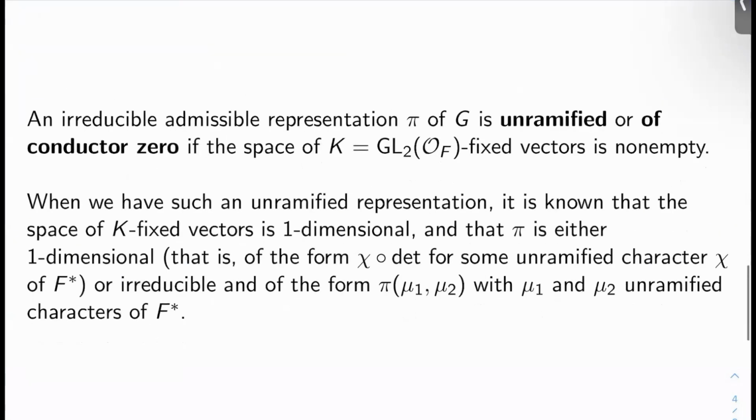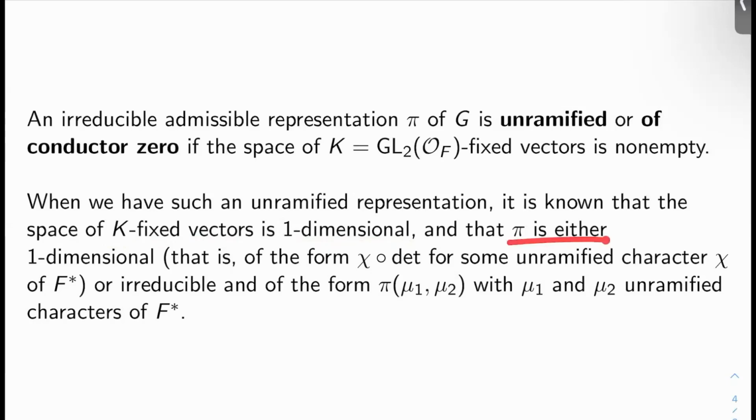Okay, how about unramified representations? An irreducible admissible representation pi of G is called unramified or of conductor 0 if the space of K equals GL2 of O_F fixed vectors is non-empty. That's the correct analog of unramification in this setup. When we have such an unramified representation, it's a theorem that the space of K-fixed vectors is actually one-dimensional, not just merely finite dimensional.